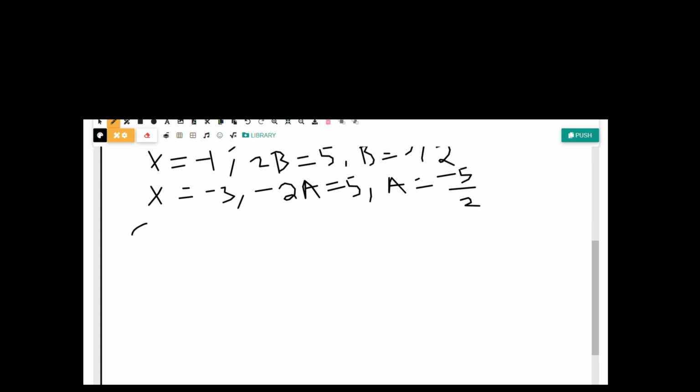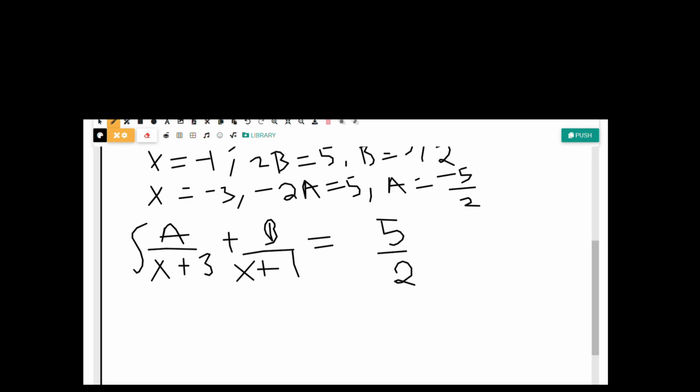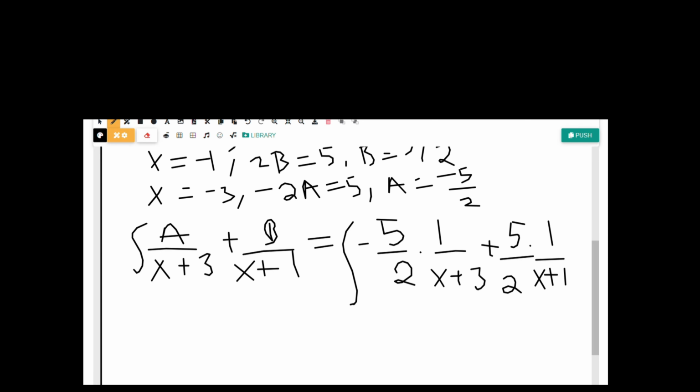So we had the integral of a over x plus 3 plus b over x plus 1 is equal to negative 5 over 2 times x plus 3, plus 5 over 2 times x plus 1, dx.